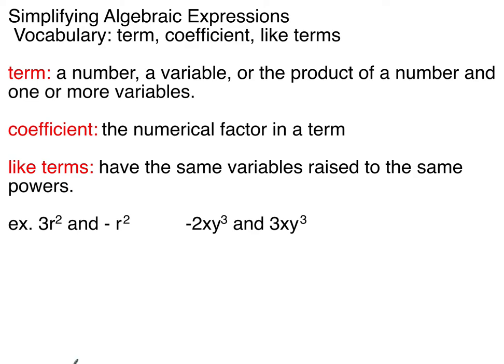Like terms have the same variables raised to the same power. So this is a like term with this. Same variable raised to the same power. Same variables raised to the same power, x and y cubed. So this and xy squared are not like terms, because the variables have to be raised to the same power. So that's what a like term is.